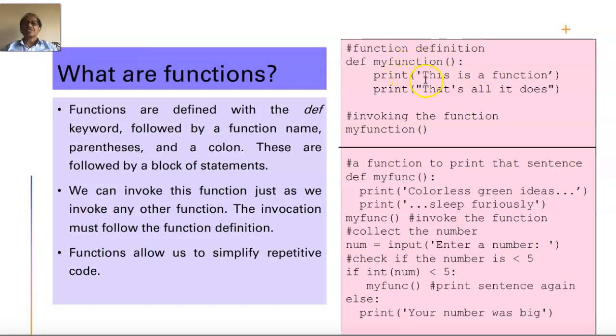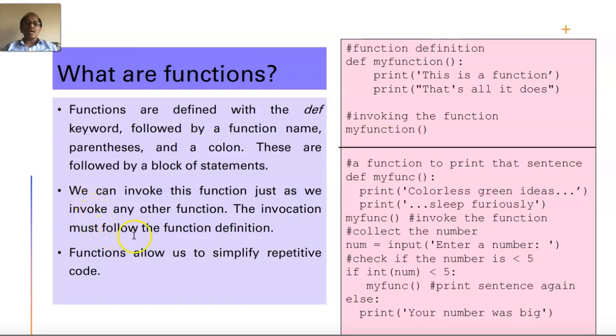Just defining a function is not enough. We need to invoke the function. How do we invoke the function? We invoke the function by using the function name. Here you can see my function and then empty parentheses. This command will invoke the function which we have already defined. So when you run this program, it prints 2 lines. This is a function and that's all it does.